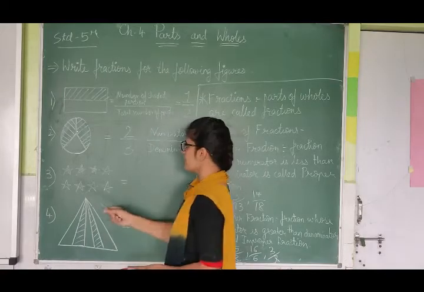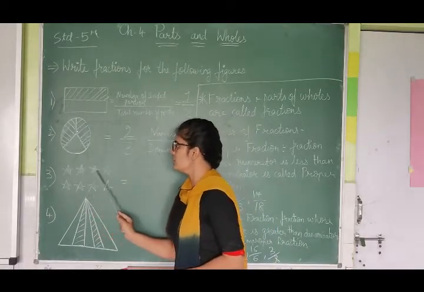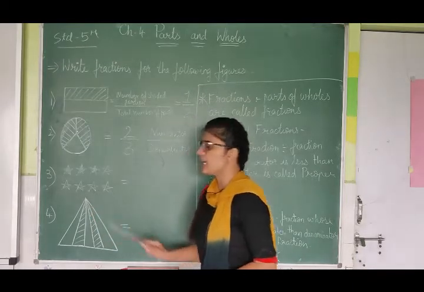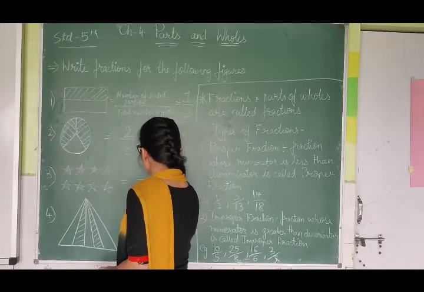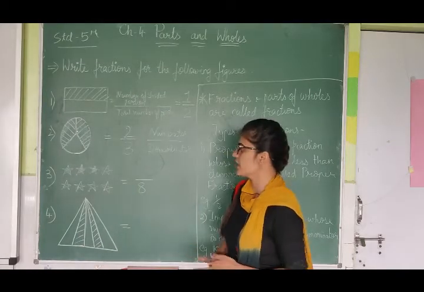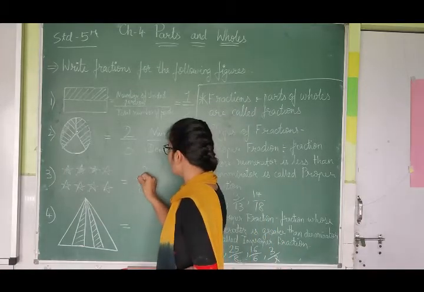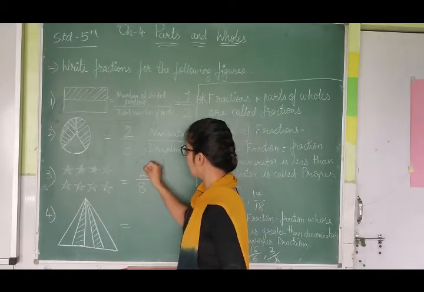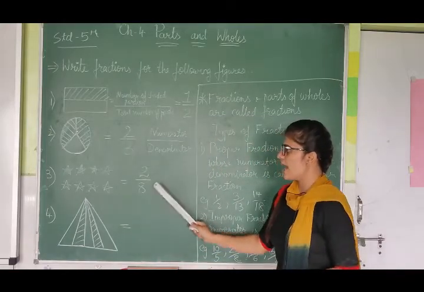Now here the third one is given to you. How many stars are there? Let us count the total first. 1, 2, 3, 4, 5, 6, 7, 8. 8 total stars are there. So the total we will write down as the denominator, which means 8. Now how many are shaded? 1, 2 are shaded. So 2 will be over here. So the required fraction for these stars will be 2 by 8.